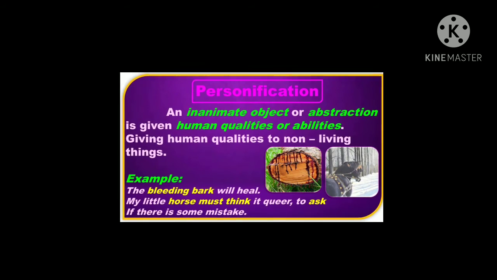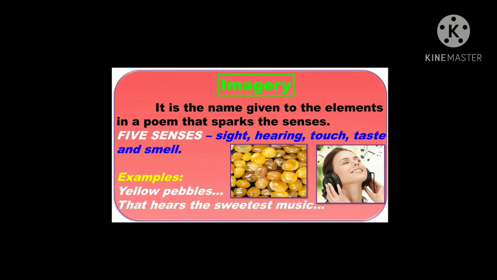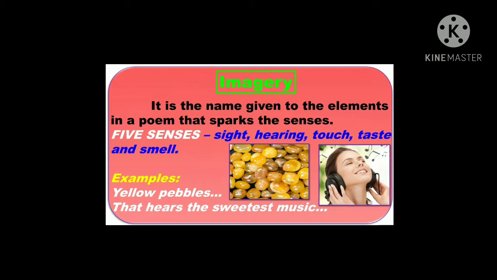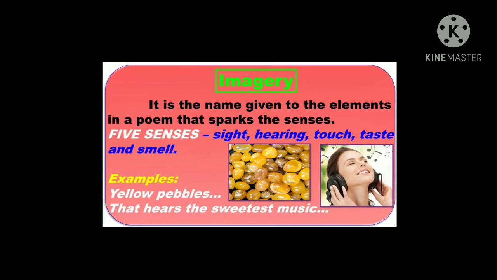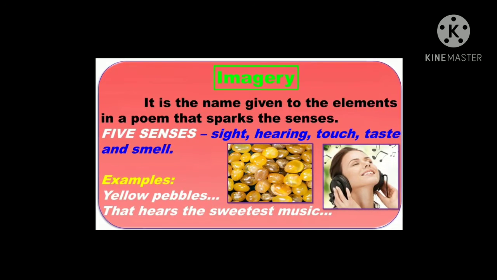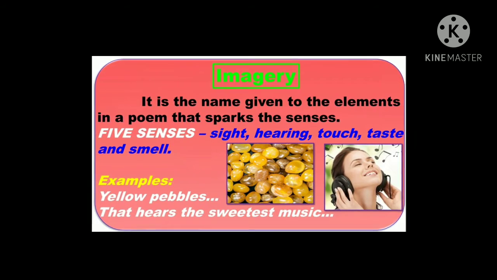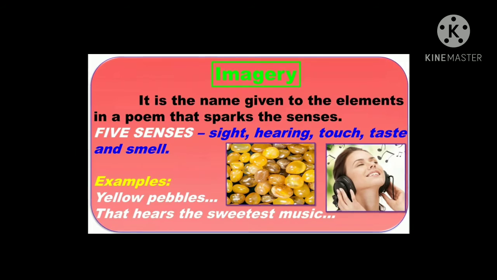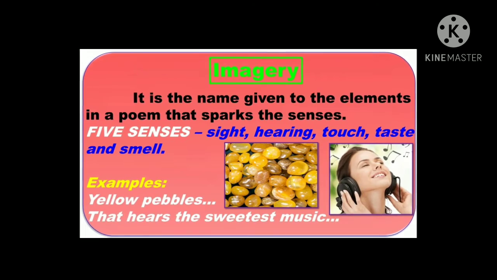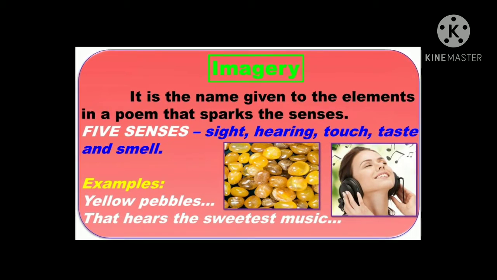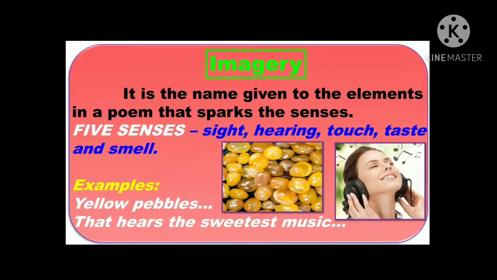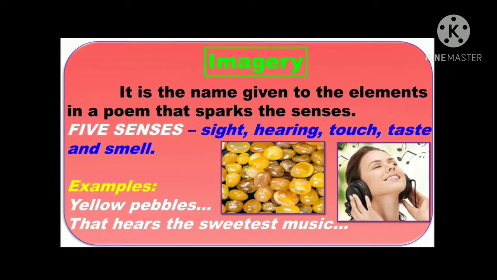Got it? Yes. The next one is imagery. It is the name given to the element in the poem that sparks the sense. Here, the sense is very important. It need not be only visual, but it can relate to any of the five senses like sight, hearing, touch, taste, and smell. It means to use figurative language to represent objects, actions, and ideas in such a way that it appeals to our physical sense. Got it?